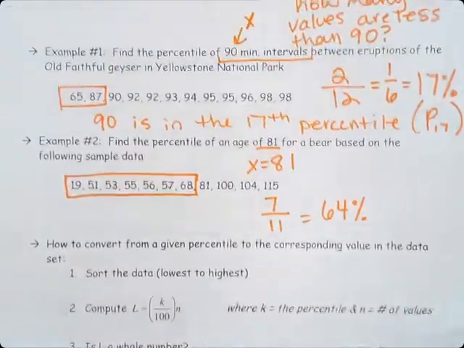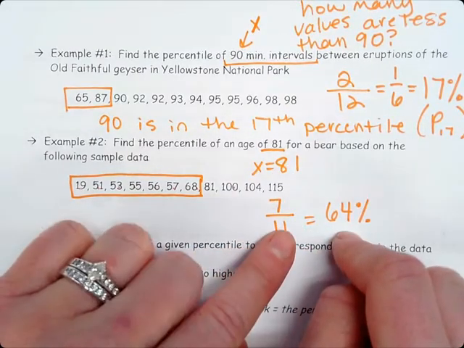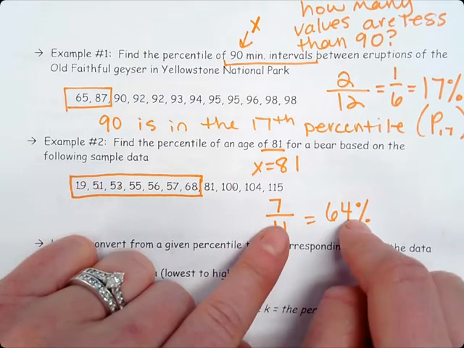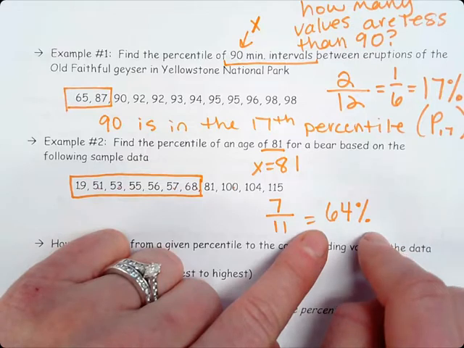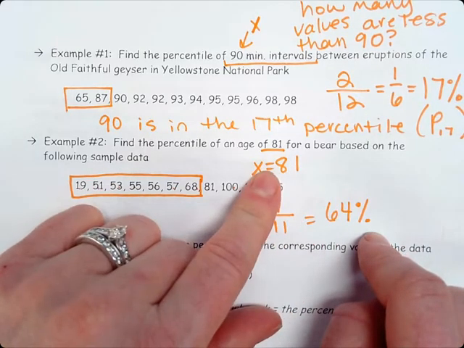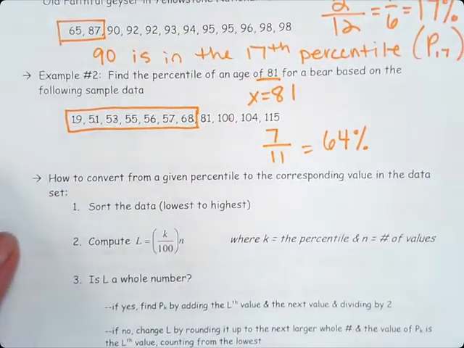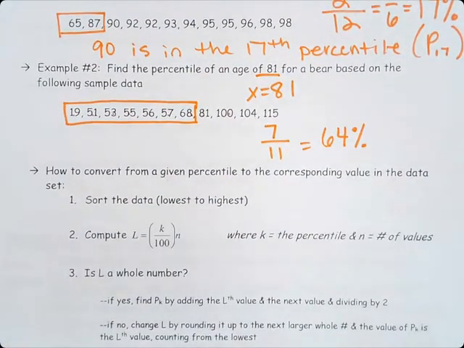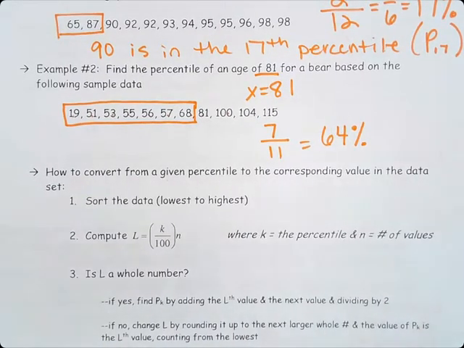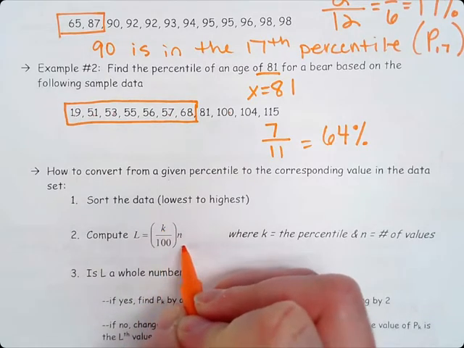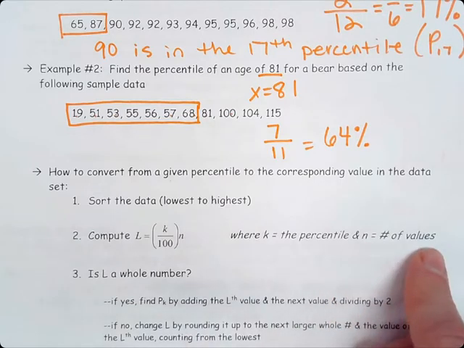Okay, so now that we know what the X value is and how to find the percentile, we are going to go the opposite way. We are going to say, what is the value for the 64th percentile? We're going to go backwards to find out what X is. So how to convert from a given percentile to the corresponding value in the data set. Sort the data lowest to highest. Compute L equals K over 100 times N, where K is the percentile and N is the number of values.